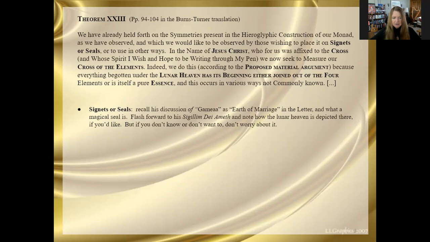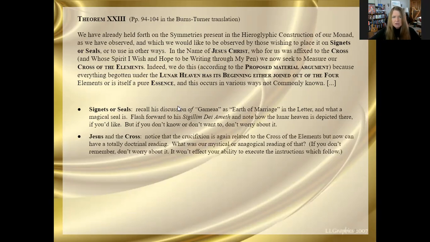So he continues, he says, in the name of Jesus Christ, who for us was affixed to the cross, and whose spirit I wish and hope to be writing through my pen, we now seek to measure our cross of the elements. Notice that in his saying Jesus Christ, who was affixed to the cross, the crucifixion is here presented in a way that you can take as totally doctrinal, and you can't in 21 and 22. I mean, they would be heretical.